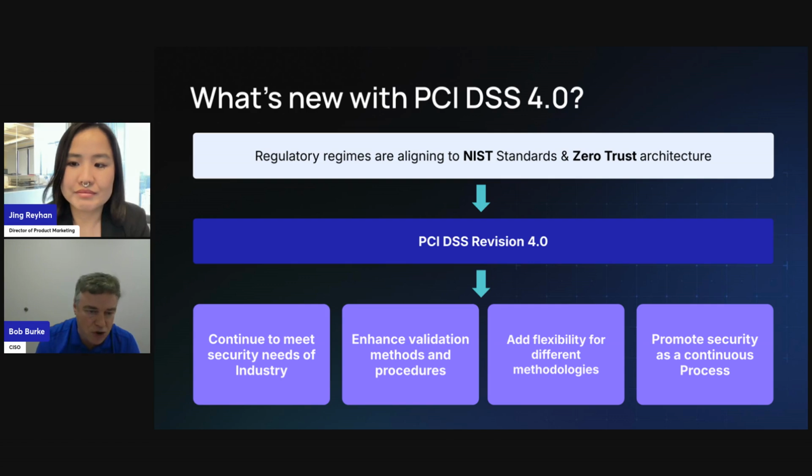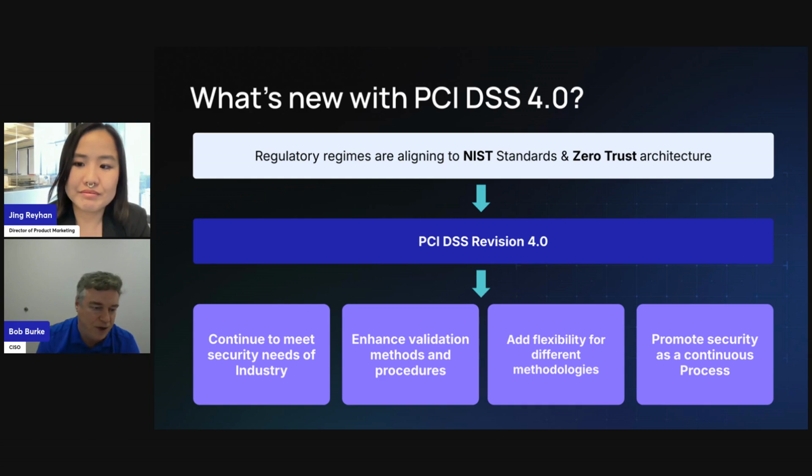But the primary goals for revision 4.0 are: continue to meet security needs of the industry, and we'll talk a little bit about how some of the requirements roll under these goals; enhance validation methods and procedures; add flexibility for different methodologies; and promote security as a continuous process. And for those of you watching who are familiar with NIST, FedRAMP, or zero trust architecture, you'll see a huge influence in those standards.